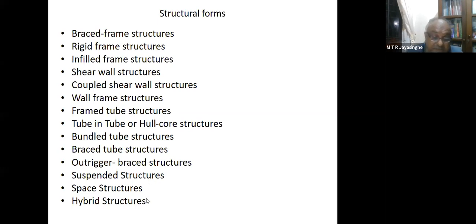And then hybrid structures, where part of the structure is like a diagrid, another part is a frame, and you combine everything, then you end up with a completely new form. So we are going to talk about all these different things. And before I start talking about those, I would like to ask if there are any questions that you have.